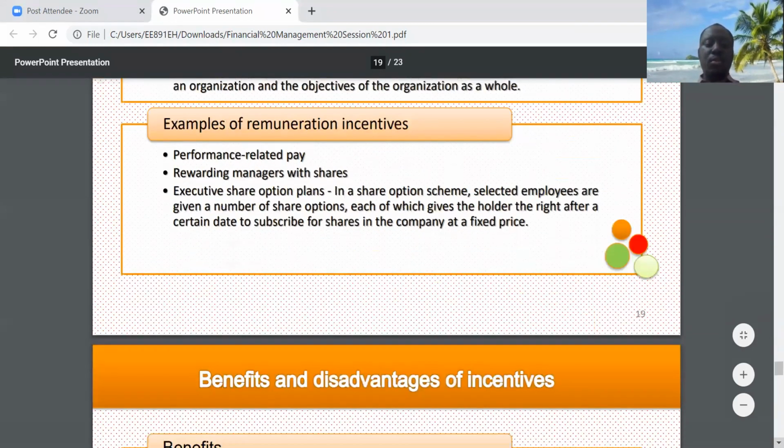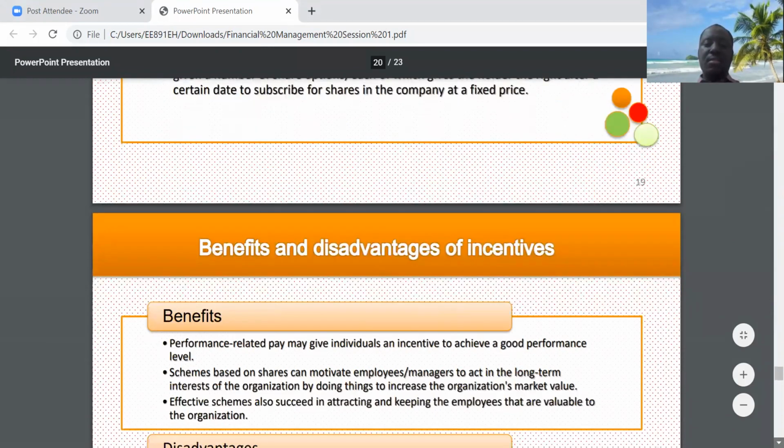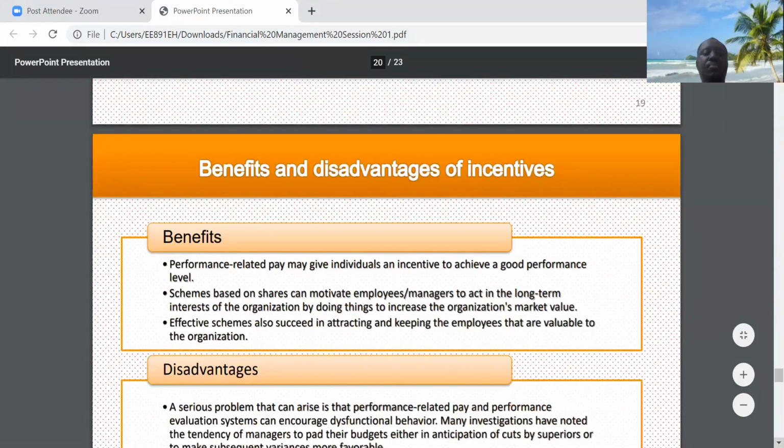Then let's move on to the benefits and disadvantages of these incentives, because we need to know that. The benefits are that, first off, performance-related pay may give managers an incentive to achieve good performance. It can drive performance for sure. Schemes that are based on shares can also motivate employees. It can serve as a source of motivation because once you are giving people incentives, it motivates them to do more. And you can also use incentives to attract employees.